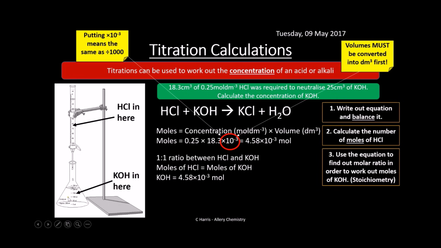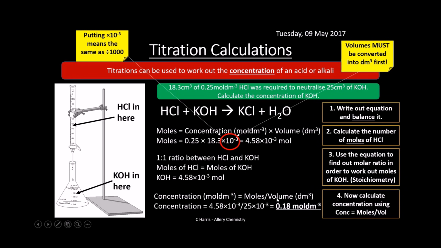So now we know the moles of this and we know the volume, because they've told us the volume, we can now work out the concentration. Concentration is the number of moles divided by the volume, so moles per decimeters cubed. We put the numbers in: the number of moles is 4.58 times 10 to the minus 3 divided by 25 times 10 to the minus 3. That's obviously in centimeters cubed, so we add the times 10 to the minus 3 to convert to decimeters cubed, and we get our value of 0.18 moles per decimeters cubed. So you've worked out the concentration of potassium hydroxide by doing a titration. It's pretty straightforward. Make sure you follow these steps methodically.